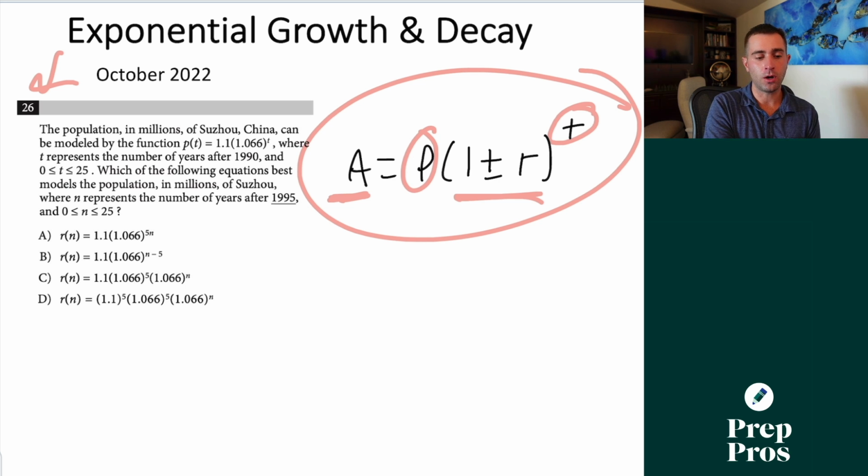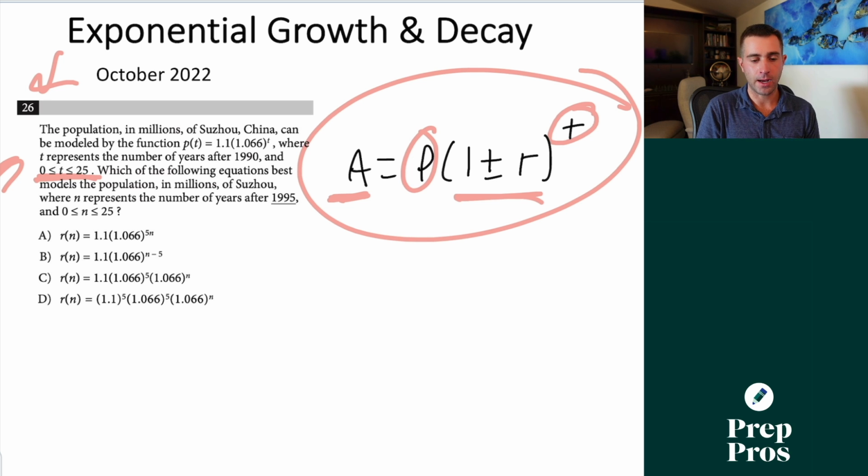Now, this one is also going to let us use some of our back solving with points strategy to help us work through something really tricky like this. So we'll talk through the exponential way as well as the other. The population in millions of Suzhou, China can be modeled by the function p of t equals 1.1 times 1.06 to the t, where t represents the number of years after 1990, and 0 is less than t is less than 25. This just means we can't go past the year 2015.